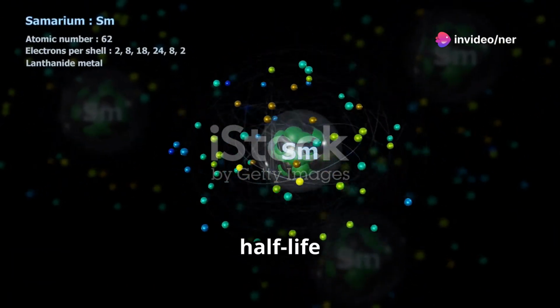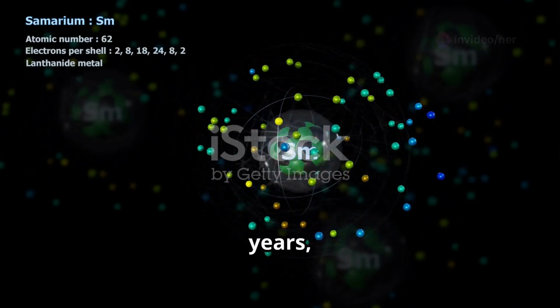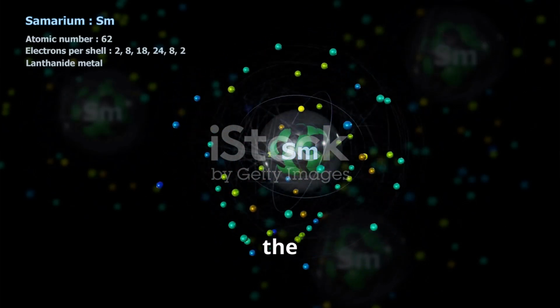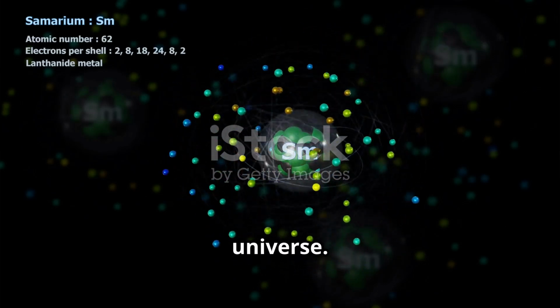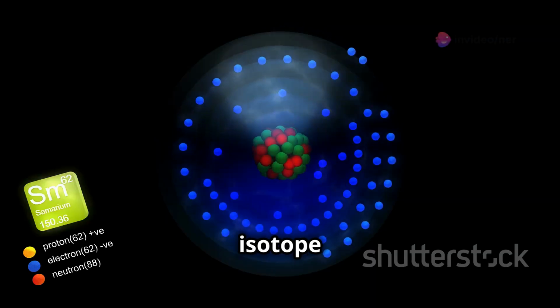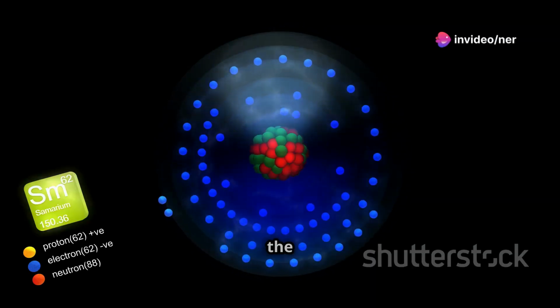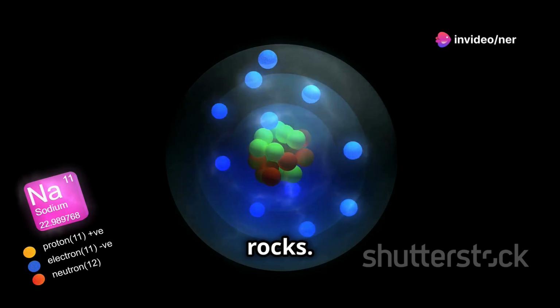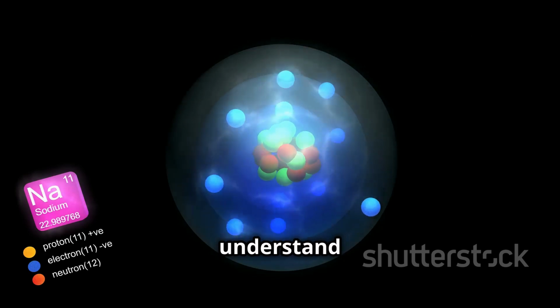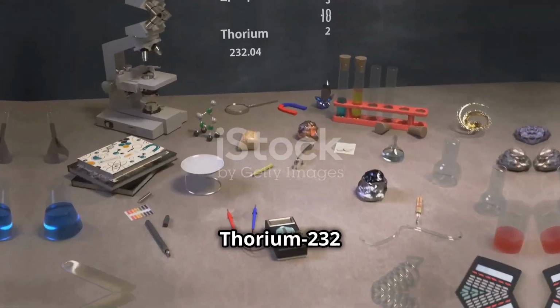Samarium-147 has a half-life of 106 billion years, making it useful for studying even the oldest events in the universe. The decay of this isotope into neodymium-143 is a valuable tool for determining the age of meteorites and lunar rocks. This method helps us understand the early solar system.